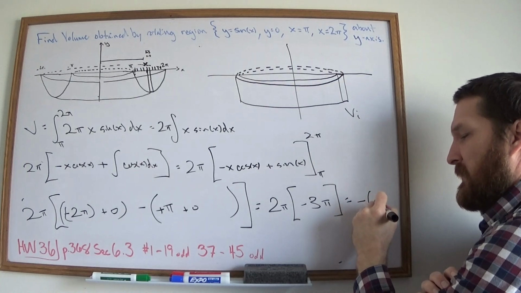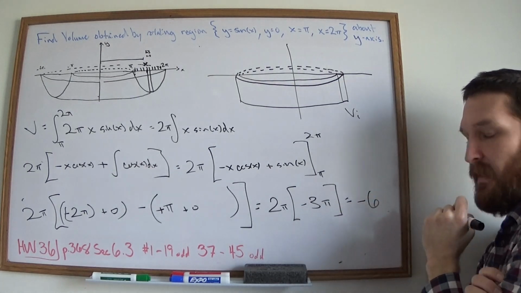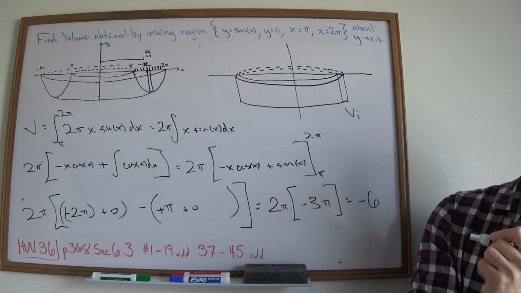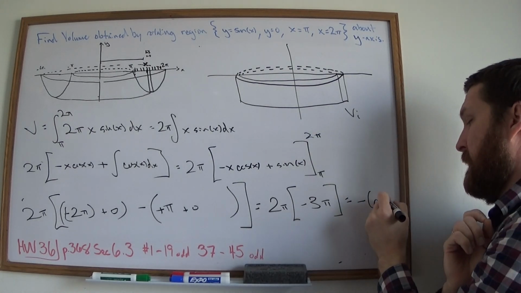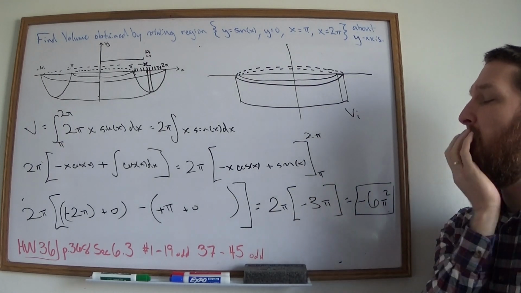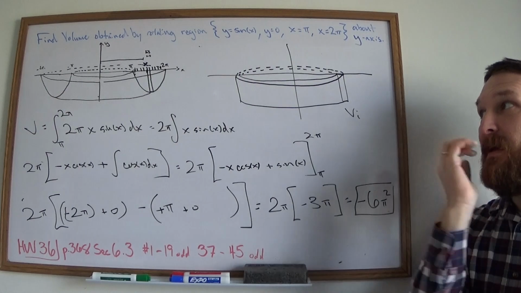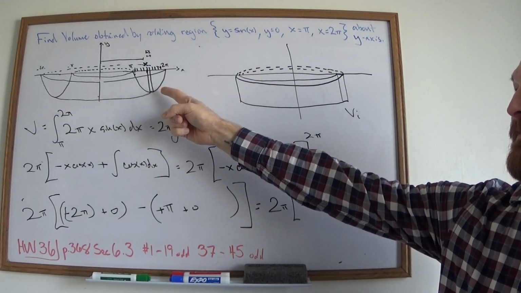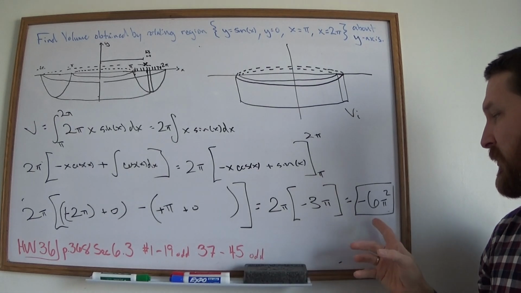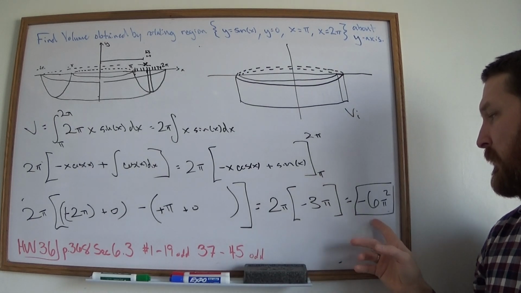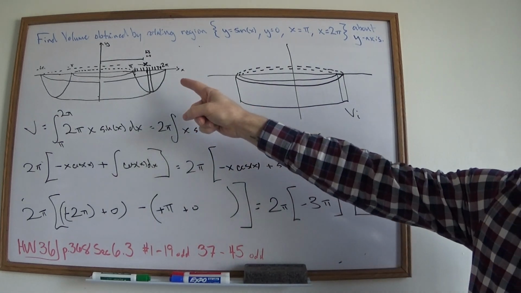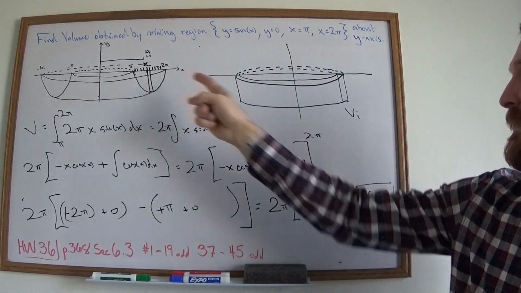Negative 6 pi squared. We got a negative volume? But it was a negative area, wasn't it? So this is going to happen. You're going to get to the end and go, uh-oh, my area is negative. Look back and ask yourself, did you have a negative area?